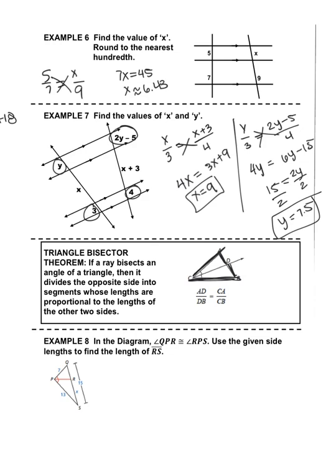So let's do an example here. In the diagram, it says that angle QPR is congruent to angle RPS. Use the given side lengths to find the length of RS. So first of all, I want to look at all my parts. So I have RS. I don't have QR, but I do have the entire side length QS, right? If I wanted to find QR, I could simply do 15 minus x, and that would give me my QR, right? I have my PQ, I have my PS, so then I can go on with writing my proportion.